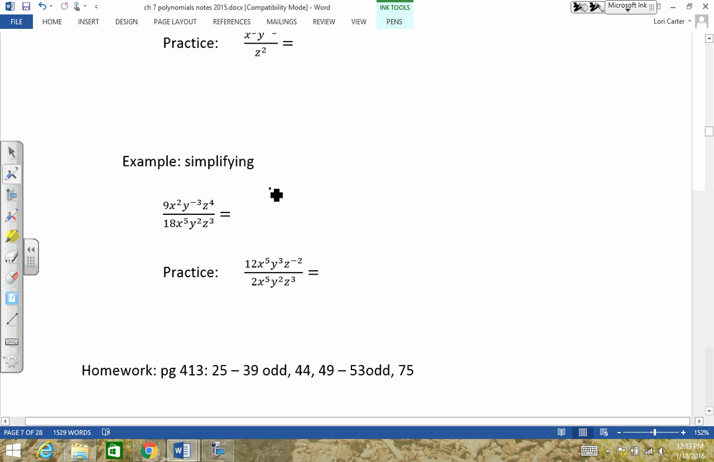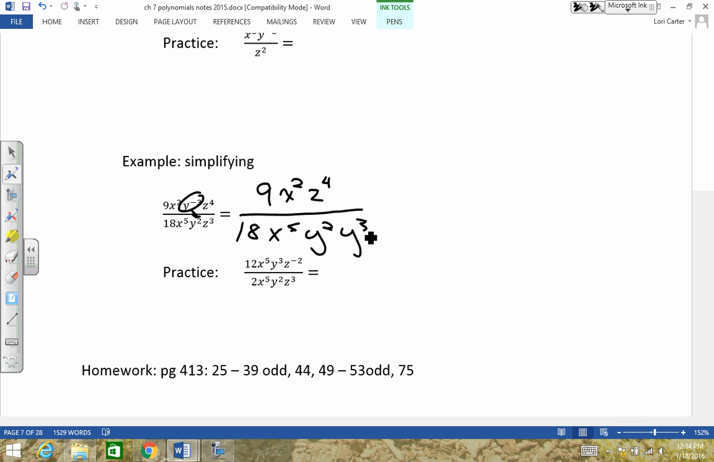So we have 9x squared, z to the 4th in the numerator, 18 x to the 5th. I'm going to write it out just so you see where it comes from. So then it becomes y squared, and this y moved down. So it's y cubed. It came from the numerator. Why did you skip the top ones? All right, I'll go back. And then I have a z cubed. Okay, let's reduce. That y went down because it was negative, so it needs to go in the denominator.